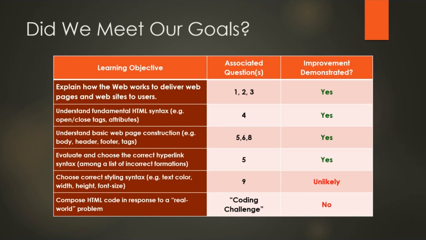So the question, of course, did we meet our goals? You can see here on the left, these are all the learning objectives that I set out to achieve. In the middle column are the associated questions on the pre and post test. And then, I was able to show that there was improvement demonstrated in most of the goals. The coding challenge was clearly, there was no improvement demonstrated there. The correct styling, that was unlikely. I didn't ask questions about styling on the pre-test, so I couldn't directly compare with the post-test. But the post-test question answers weren't strong enough to give me a feeling that people really understood that concept.